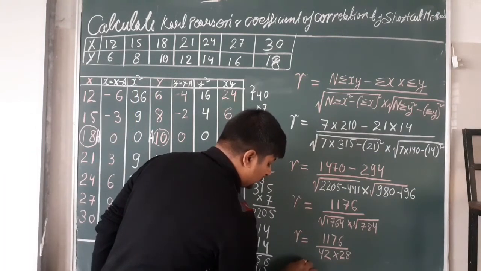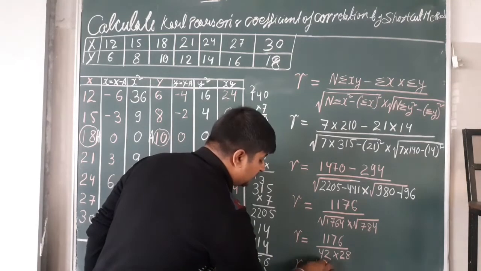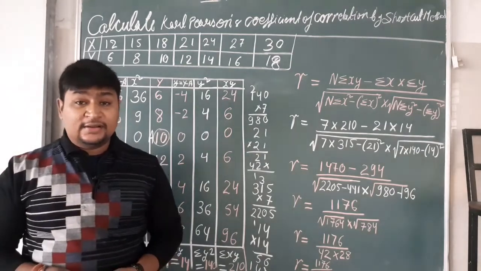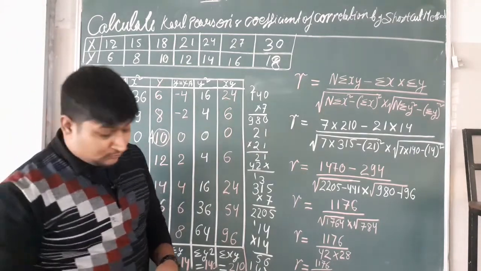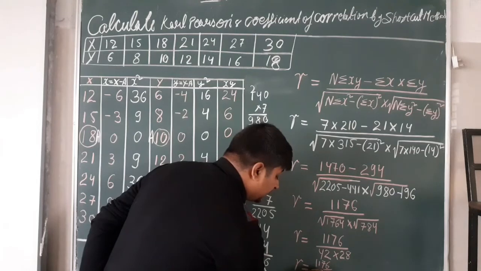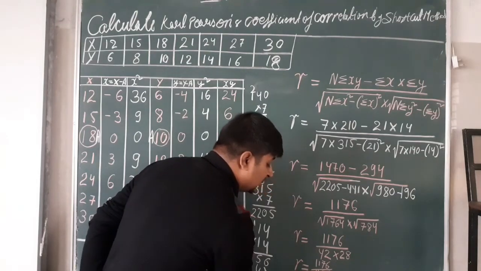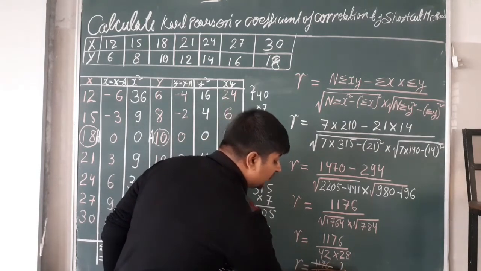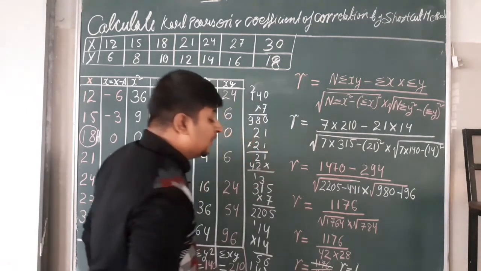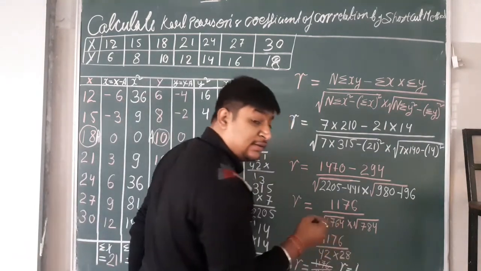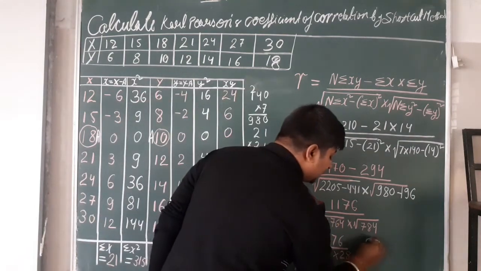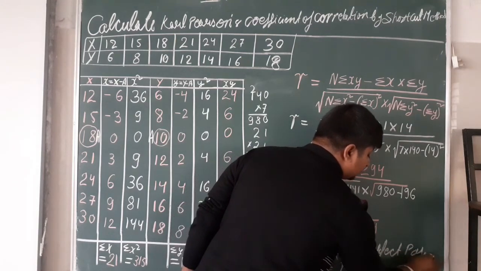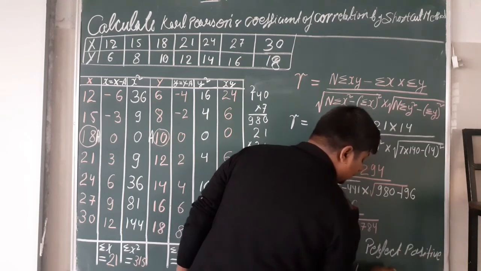So one more time 1176 upon 42 into 28. What is that? Multiply कीजिए. It is again 1176. तो क्या करेंगे, अब इसे कट कर देते हैं. 1176 से 1176 कट हो गया, तो r कितना आ गया, 1. If r is 1 then what are you writing? अगर r 1 है तो क्या लिखेंगे, perfect positive correlation.